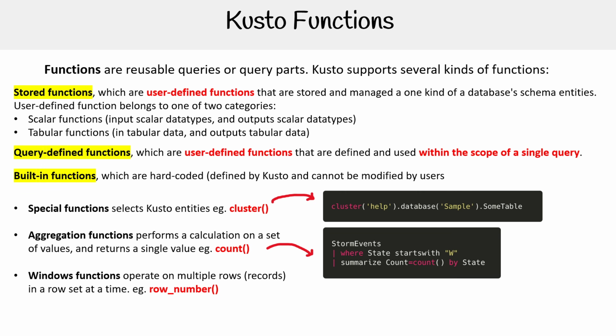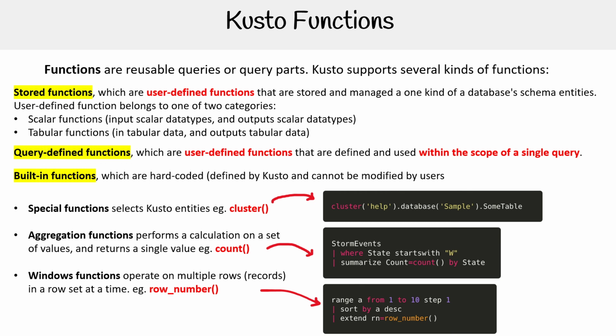Then you have window functions, and these operate on multiple rows and records in a row. One really popular one is row number, and so this could count the number of rows. Maybe you have to figure out the row numbers in relation to your query, and so that's something you could do there.